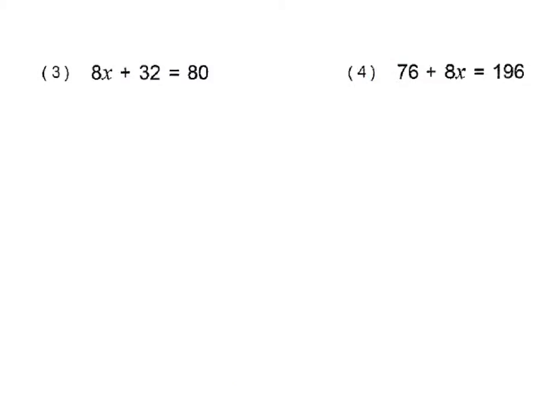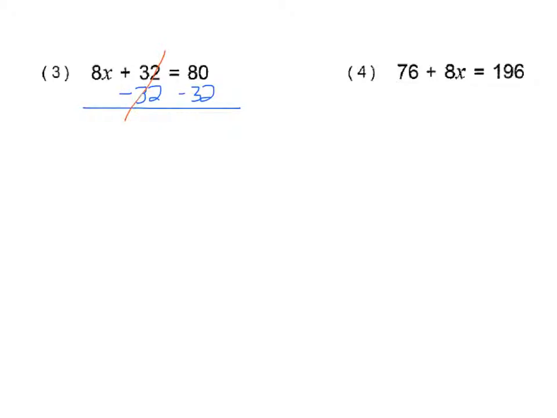Let's try a couple more. So over here we have 8x, which means 8 times x, plus 32 equals 80. So we have multiplication and addition, and we're reversing our PEMDAS. So we're going to start off by subtracting the 32 from both sides of our equation.